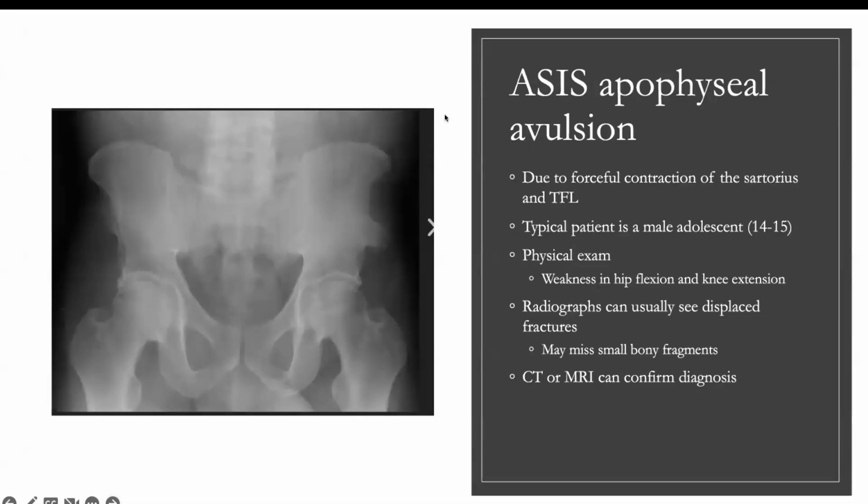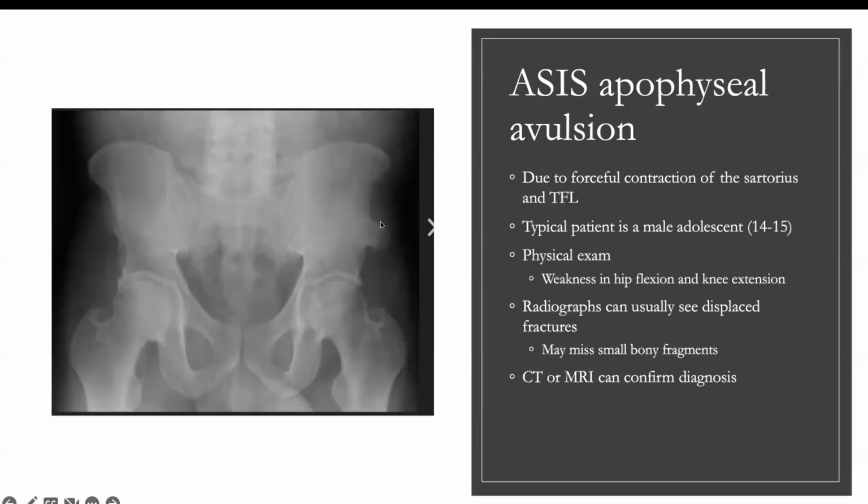At our next site, the ASIS is another spot that can become prone to avulsion fractures. This is more due to the forceful contraction of the sartorius and your tensor fascia lata. Typically, this is going to be our male patients in high school, 14 to 15 years old. On physical exam, they're going to have weakness in their hip flexion and with knee extension. We can usually see significantly displaced fractures on X-ray here, but we might miss smaller bony segments.